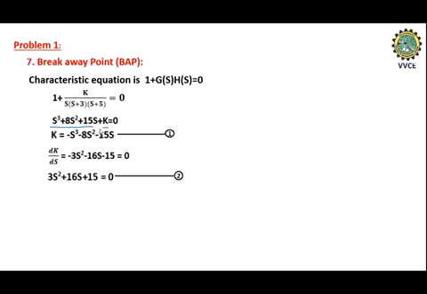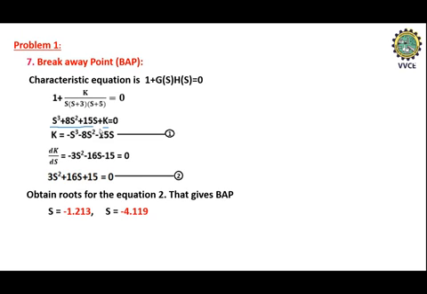If you are equating this equation, it will become positive. Now find out the roots of this equation. This is a quadratic equation. Find out the roots of this equation, then you will be getting the breakaway point. But you are getting 2 different roots, but you don't know which is valid breakaway point. You need to check whether it is a valid one or invalid one.